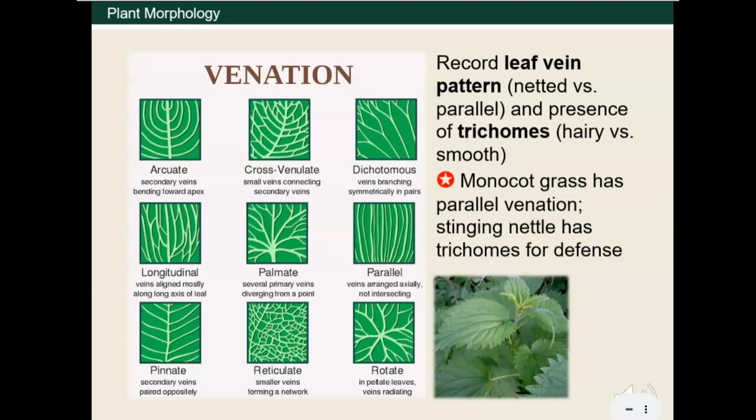While venation pattern is an online quiz question, you'll have no trouble because the format this quarter is all open book quizzes. Also note the presence of trichome hairs or whether the leaf is smooth. Anyone who has ever hiked through a patch of stinging nettle or has a livestock pasture with horse nettle is certainly aware of leaf trichomes. Most times they help the plant and don't affect us.